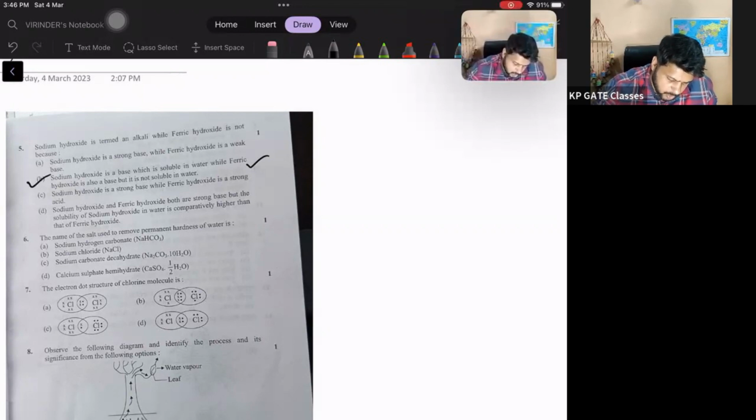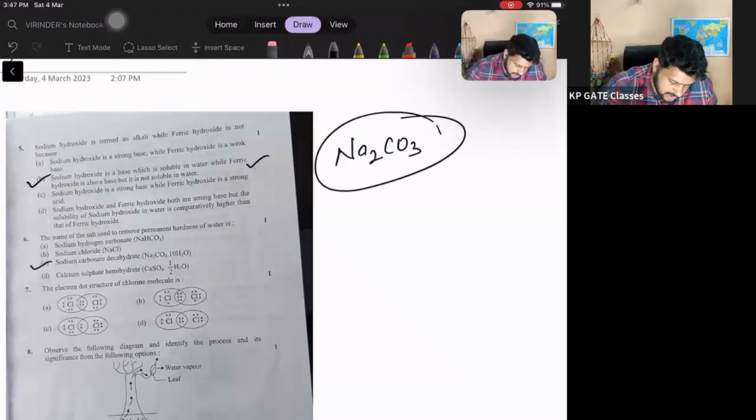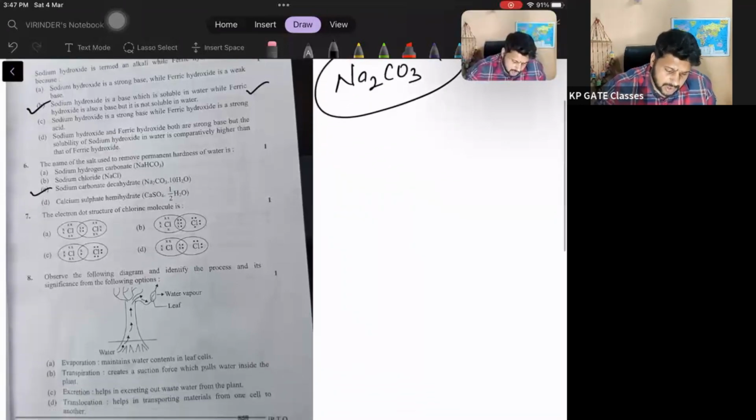The name of the salt used to remove permanent hardness of water. And we have done in the chapters that washing soda is used to remove the permanent hardness. So here washing soda's formula is Na2CO3. Only one option resembles this one, that is Na2CO3·10H2O. This will be your answer.